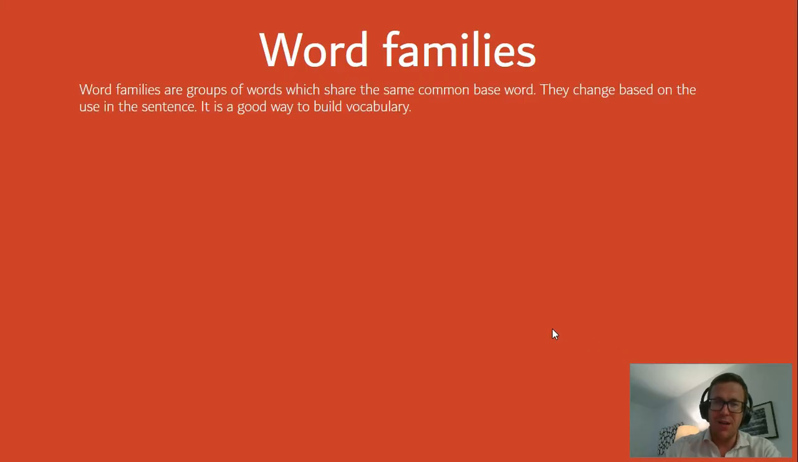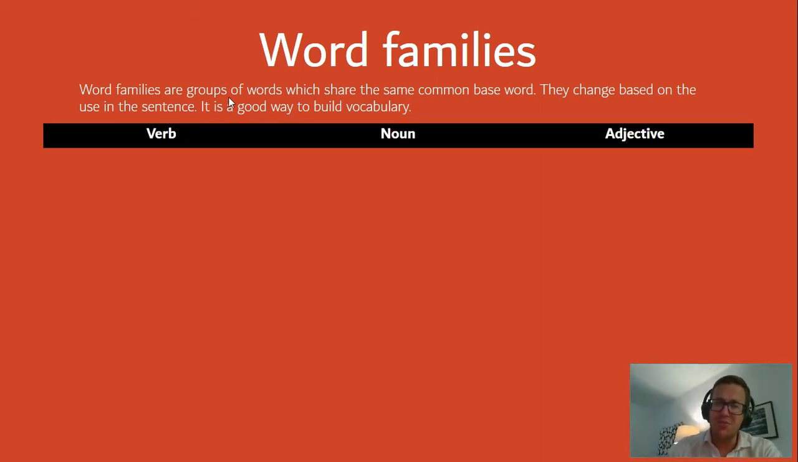So, word families. Word families are groups of words which share the same common base word, and they change depending on what you use in the sentence. This is a good way to build your vocabulary. So, there's three types of words in this approach in the exercise. We have a verb, a noun, and an adjective.